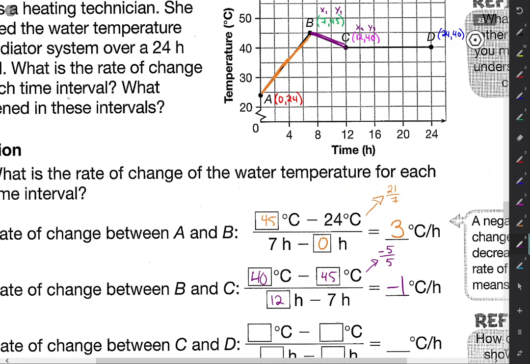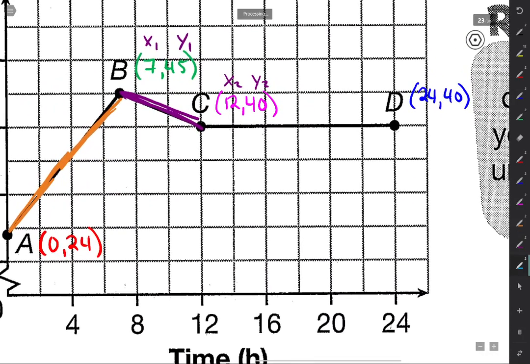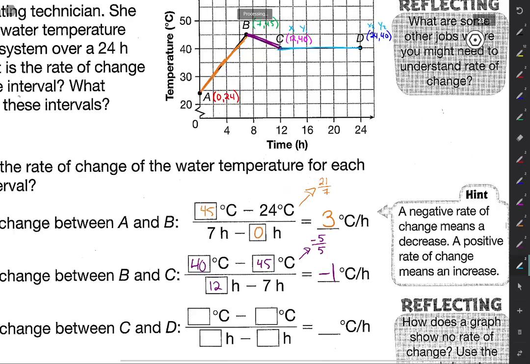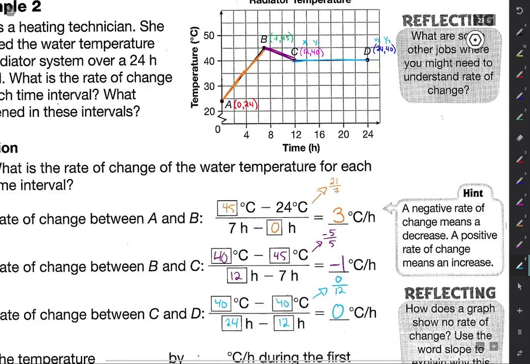And then we're going to do the same thing with the final line segment. So I'm going to zoom into this CD line segment, and I'm going to label those points x1, y1, and x2, y2. All right, I labeled those points, and now we're going to plug them into the formula and solve for that rate of change. All right, so 40 minus 40 is 0, and 24 minus 12 is 12, and 0 divided by 12 would be 0. So the rate of change there is 0.